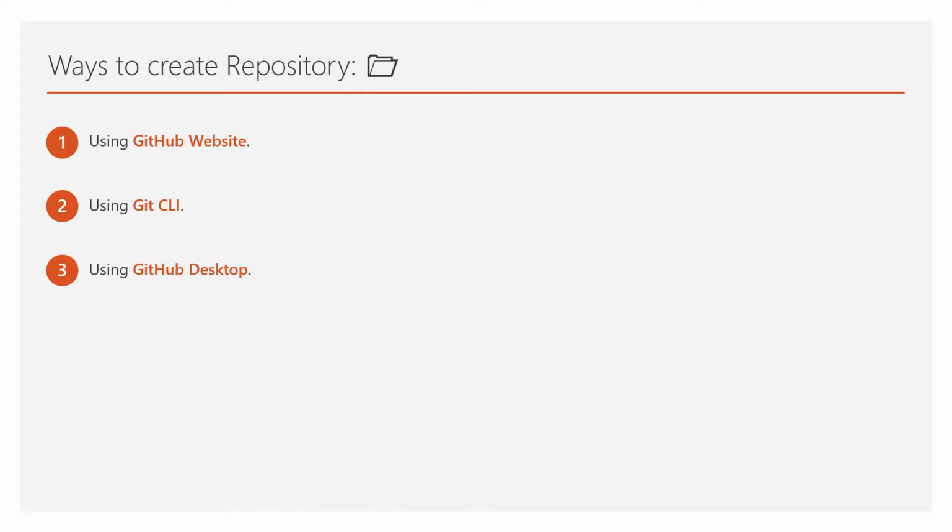So what is a repository? A repository can be considered as a root directory or root folder which is hosted on a server, which is GitHub in our case. As we discussed in previous video, there are many servers available which are free. It includes GitHub, GitLab as well as Bitbucket. But in this tutorial series we will use GitHub. So how can we create repository? We can use GitHub website, we can use Git CLI as well as we can use GitHub Desktop.